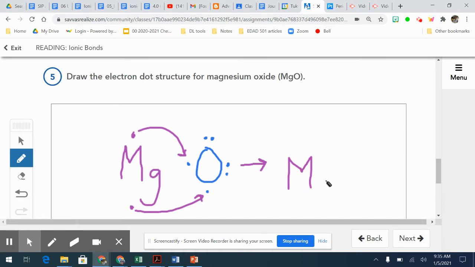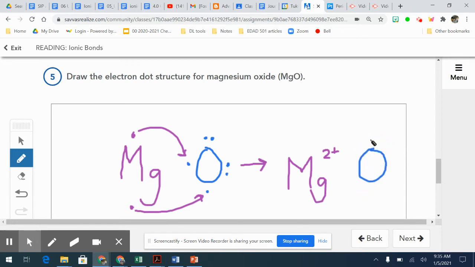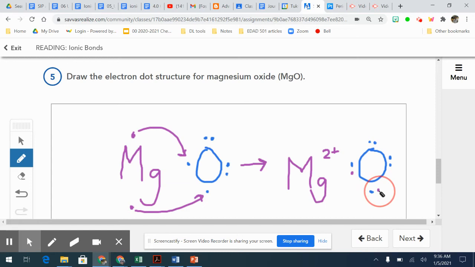Here's Mg. I hope I'm going to have enough space. Mg is going to get a 2 plus charge because it lost those 2 electrons. Let's draw our oxygen. 1, 2, 3, 4, 5, 6, 7, 8. There we go. Those electrons got stolen, so it has a 2 minus charge. And this could be our final answer. You can leave it like that.